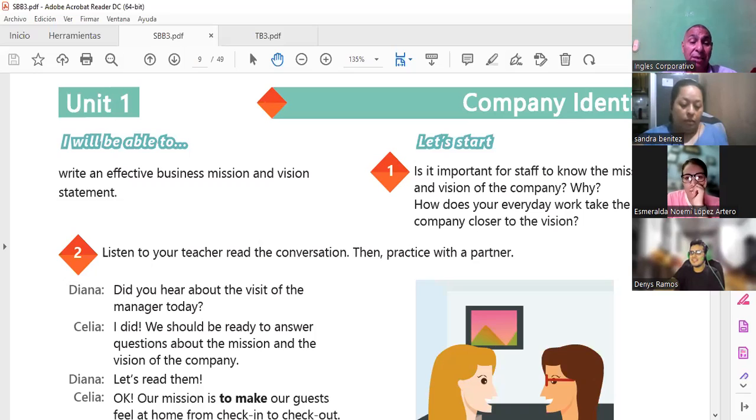Yes, it's very important. Sometimes if we don't pay attention to the mission of the company, we may be doing things that are not according to the mission of the company, and that's the reason why sometimes you get fired, or we get laid off, and we don't know. We ask ourselves, why did I get laid off? Why did they fire me? Because it's not according to the mission or the vision of the company.